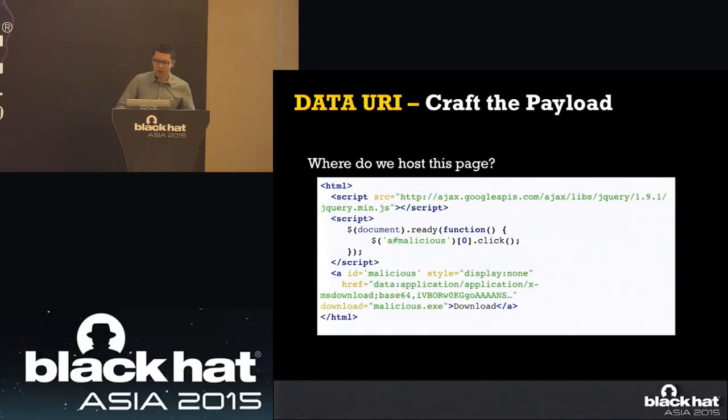And the final page looks something like this. You just have an A tag, and when you go to the page, it's going to be automatically clicked, and the malware is going to be automatically downloaded. So now it's all fun, and we have malware hosted nowhere, but now we have a page. So where do we host this page? It kind of defeats the whole purpose, because I wanted to do something that's hosted nowhere, and when the user goes there, it triggers the download and they're pwned. So how do we bypass the problem?